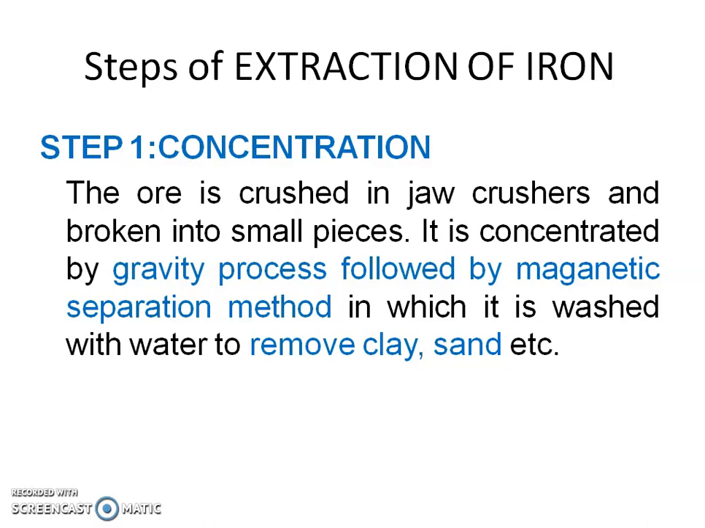First we crush the lump of ore in jaw crushers and break it into small pieces of about 2.5 centimeter. It is concentrated by gravity process followed by magnetic separation method, because hematite or Fe2O3 is a magnetic compound, that's why magnetic separation method is used. We have already discussed what the magnetic separation method is, so we need not explain it here.